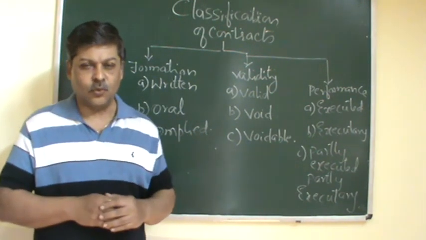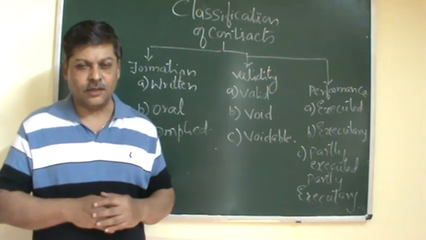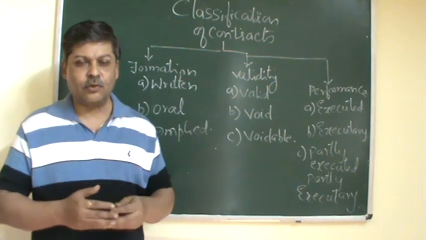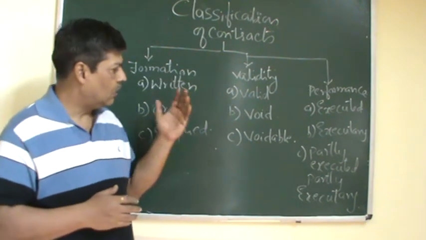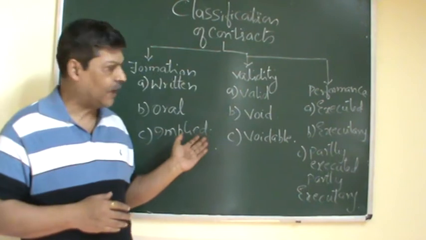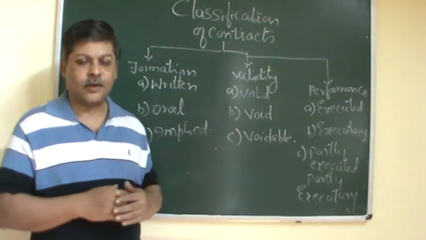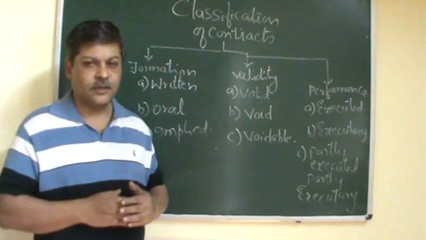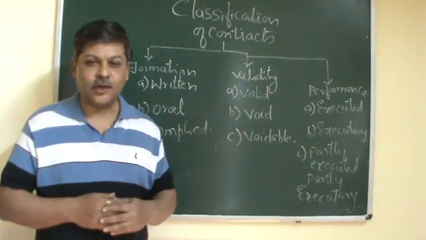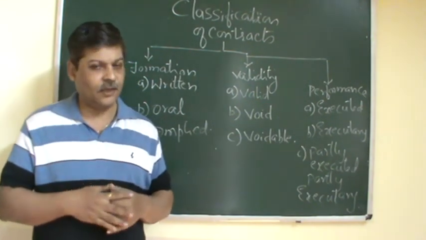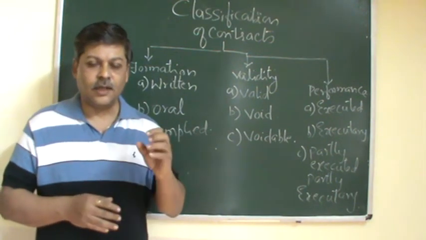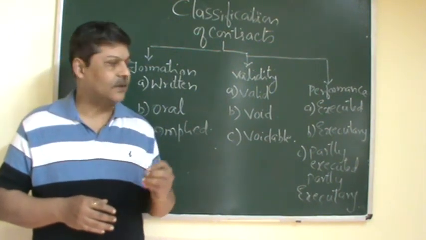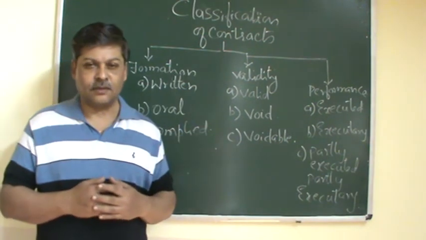Usually they will ask you a 2 marks question here. So you must be able to write 4 to 5 lines. They may ask you, what is an implied contract? What is a void contract? What is a voidable contract? What is an executory contract? Such questions may come in the examination. So you must be able to write 4 to 5 lines on this aspect.